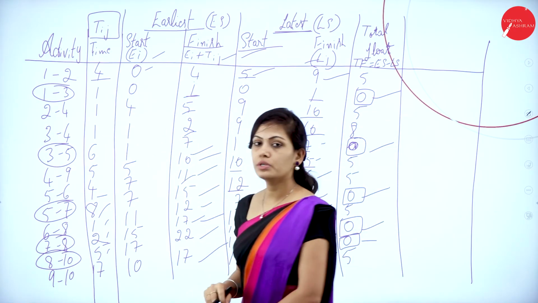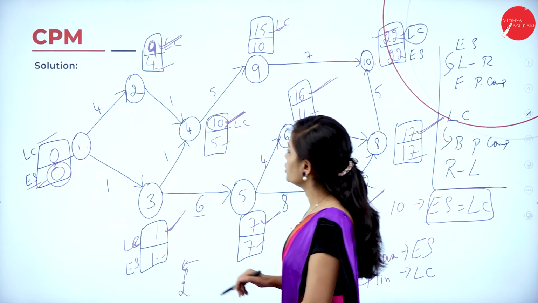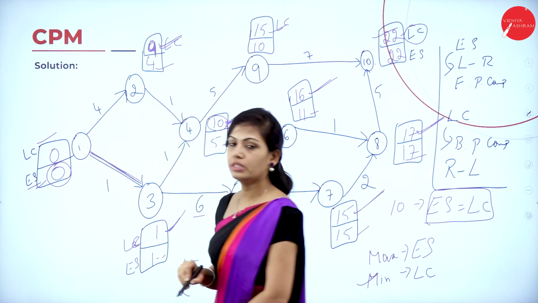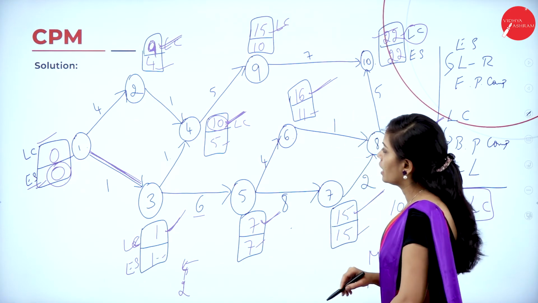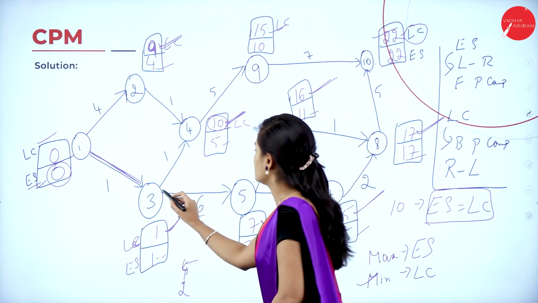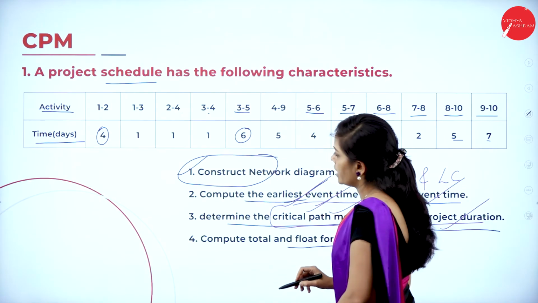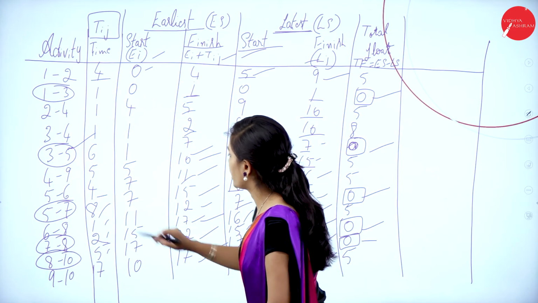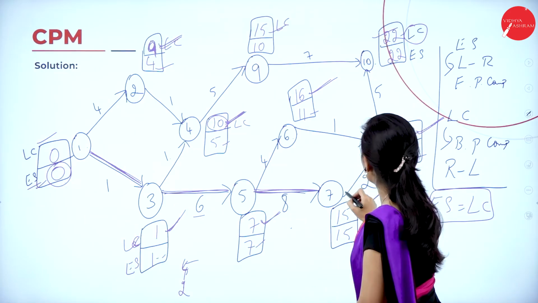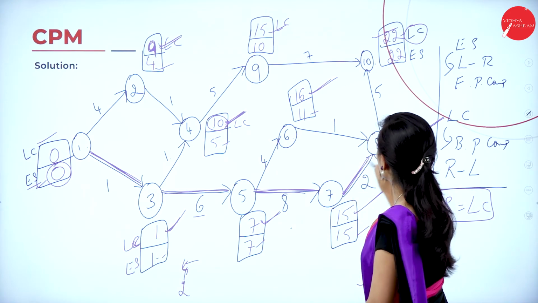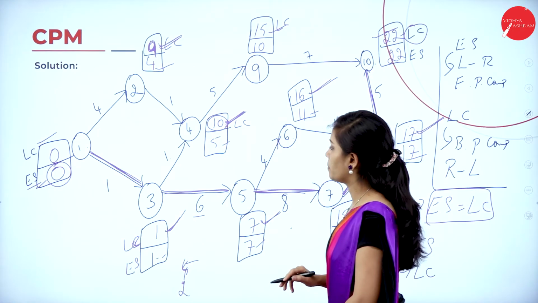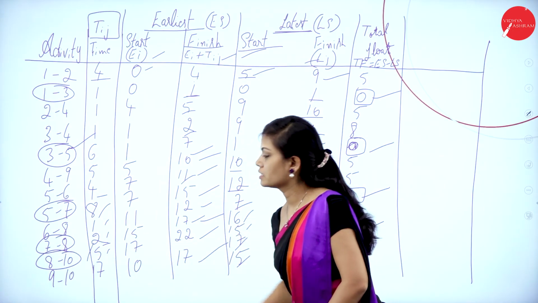Now mark it in your network diagram. So 1 to 3, wherever I have put the double arrow, that is your critical path, 1 to 3. And next is 3 to 5. 3 to 5 is your critical path now. And next one is 5 to 7. So 5 to 7 is critical path. 7 to 8 is critical path and obviously 8 to 10 is your critical path.